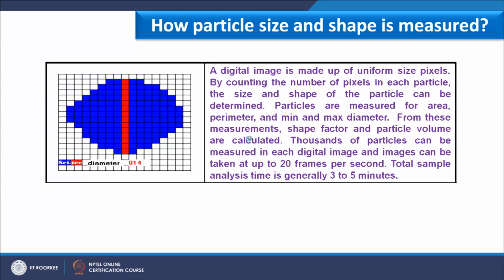Using this image, particles are measured for area, periphery, and minimum and maximum diameter. From these measurements, shape factor and particle volumes are computed. Thousands of particles can be measured in each digital image, and images can be taken at up to 20 frames per second. So, total sample analysis time is generally 3 to 5 minutes. This is the method by which we measure particle size as well as shape using analytical instruments.